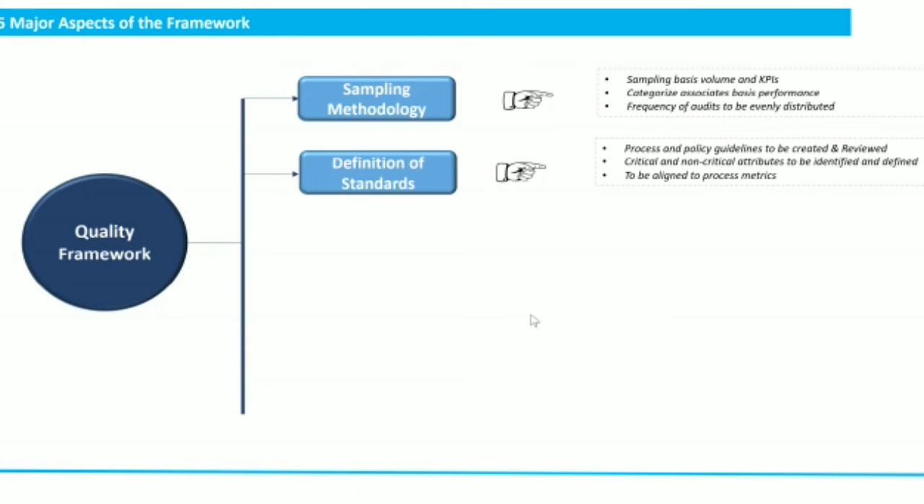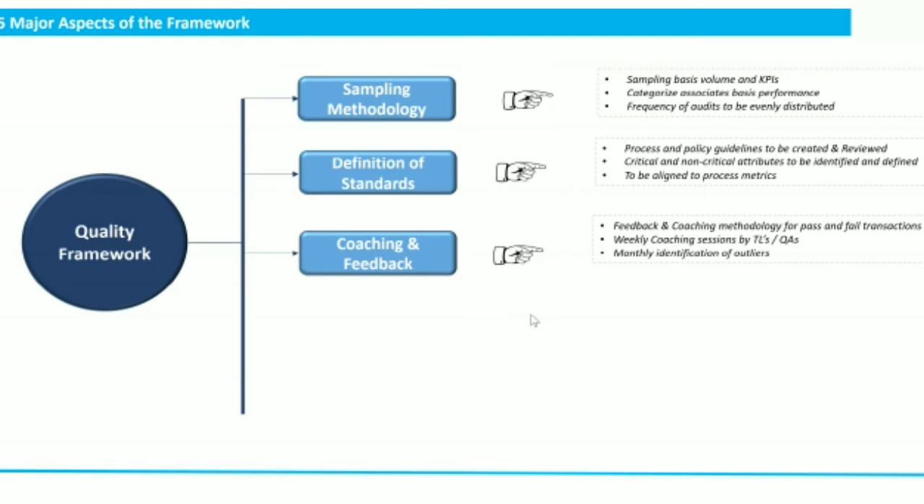So next, moving on, we have the third aspect, which is coaching and feedback, a very vital base that needs to be implemented for a quality framework right from the beginning. A feedback and coaching methodology for both pass and fail transactions, for both pass and fail audits, is critical, very important, very significant, because this can bring wonderful results from your customers, from our clients, everywhere. This is very basic, very important, right?